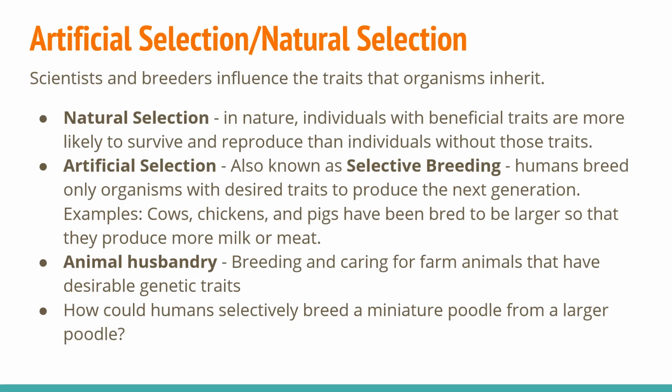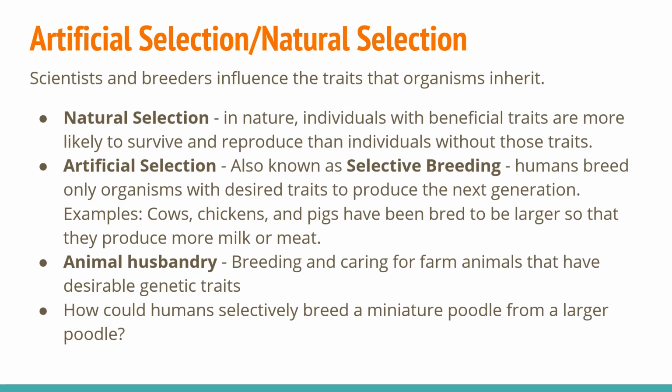Artificial selection and natural selection. We started working on this with our Gizmo that we did in class, but let's dig a little bit deeper into what all of these things mean. Scientists and breeders influence the traits that organisms inherit. Natural selection, which is what happens in nature, means individuals with beneficial traits are more likely to survive and reproduce than individuals without those traits. Like our insects, the green insects were able to survive more easily than insects of different colors because they could blend in.